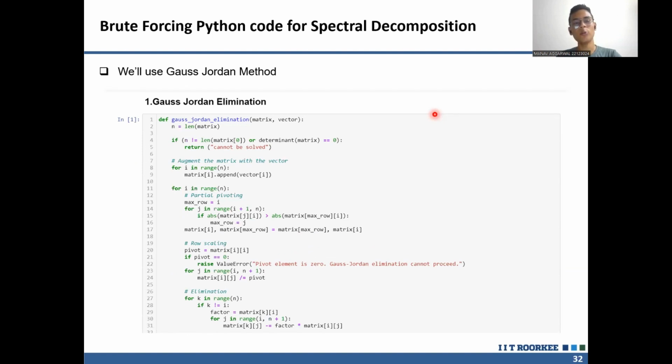Now, talking about brute forcing Python code for spectral decomposition. Because when you talk about applying NumPy, you can't actually process the time complexity, right? You need to understand what process is actually going on in the backend to understand how useful this coding is, how efficient this is.